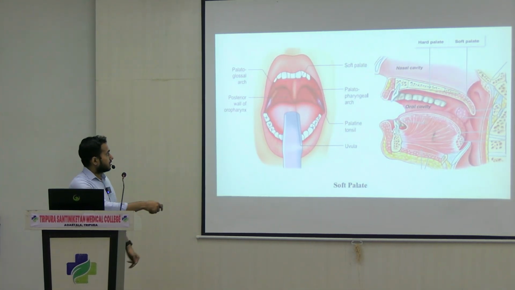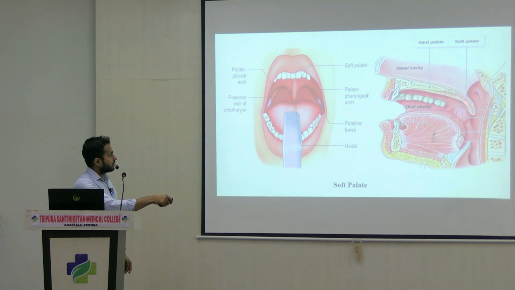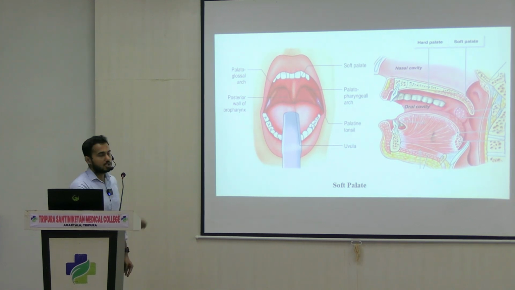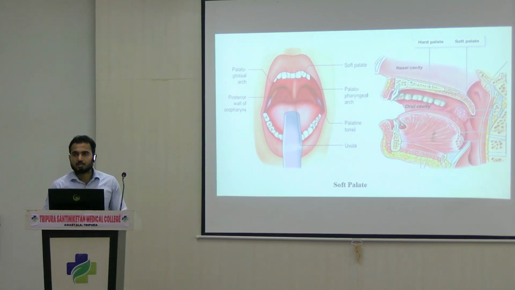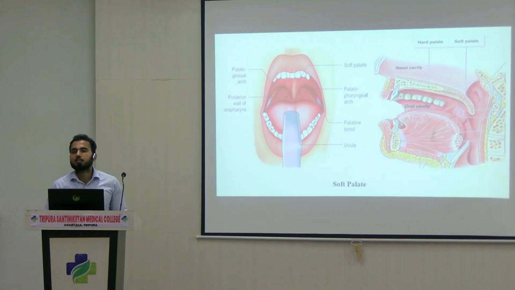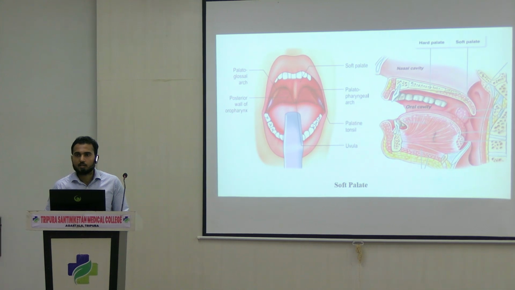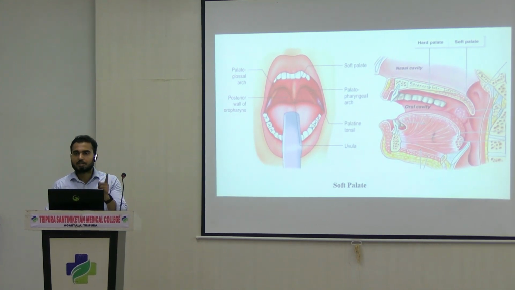Now here you can see the soft palate. In this section also you can see the soft palate, and in this section also. It is just hanging like a curtain from the posterior margin of the hard palate. It has fibrous tissue, muscular tissue, and glandular elements also. These are the three things. And though it does not have any bones in it, how is it strengthened? It is strengthened by the palatine aponeurosis.